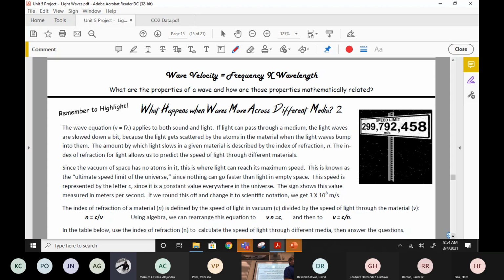Right now, with our current understanding of the universe, no, it's not possible to travel at the speed of light, unless you're light.